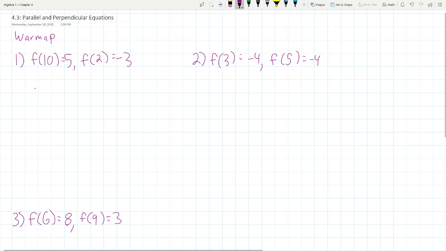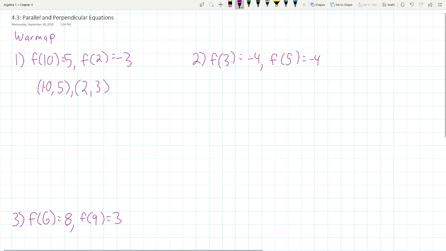So looking at this, what we want to do is find them in point-slope form. So first thing I do is I look at this and I say, I'm just not a huge fan of that kind of look. So I'm going to change these into points. I'm going to change this into 10, 5, and 2, negative 3.